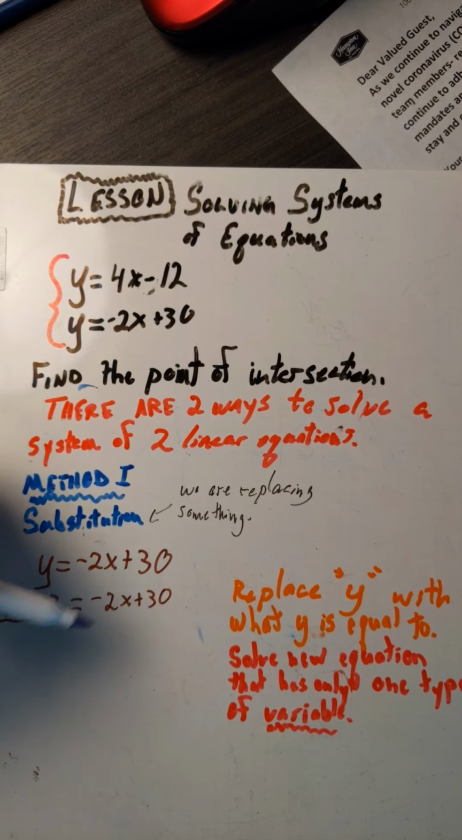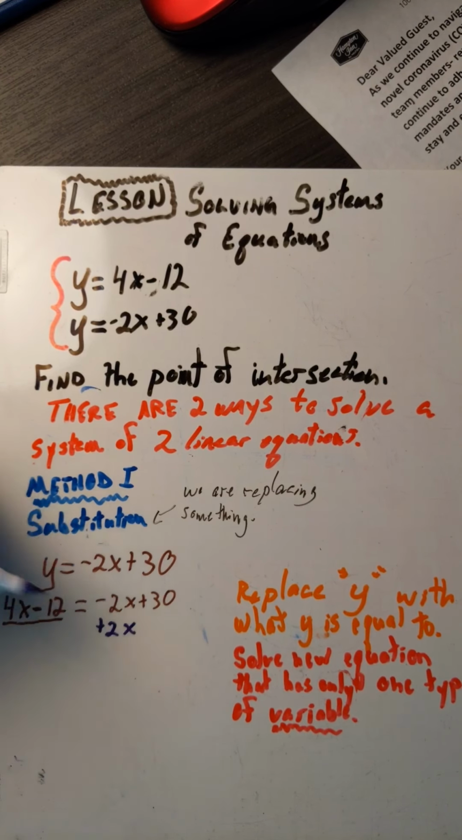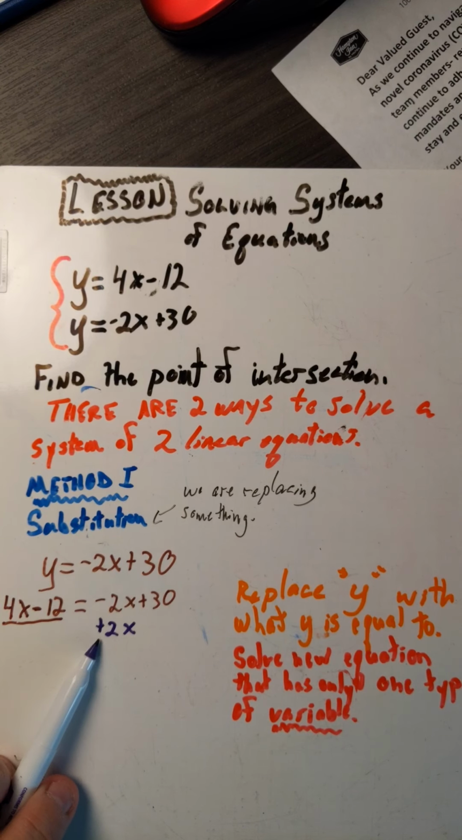To do so, we need to use the additive inverse of negative 2x, and that would be plus 2x. So it's the opposite sign. So if we have a negative, this would be a positive, and vice versa. If that was a positive 2x, we would be doing minus here.